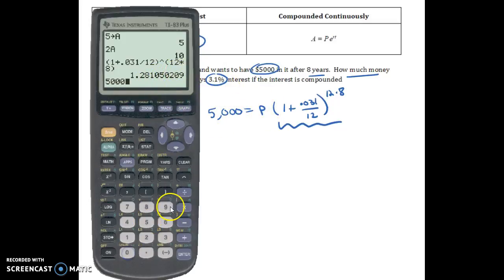So 5,000 divided by the answer I just came up with means he should deposit about $3,903.05, 4 cents, depending on how you look at it. That's going to be the answer for that one.